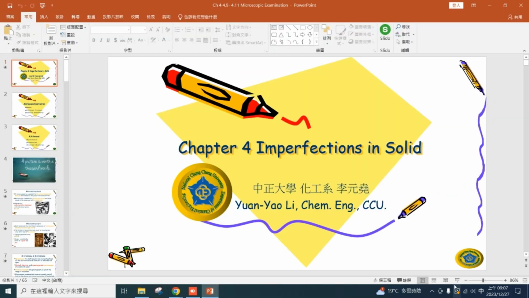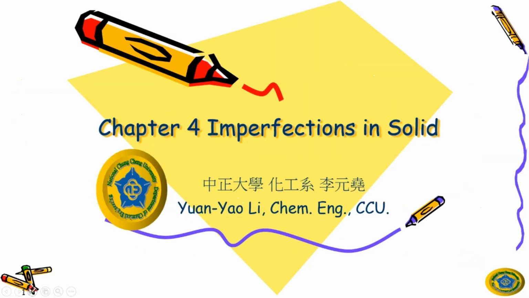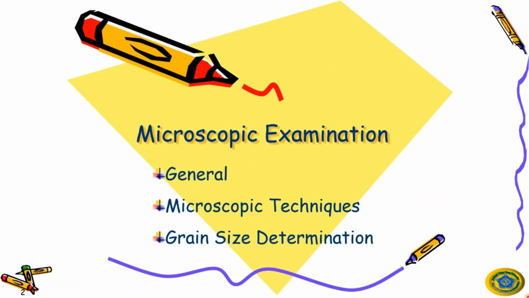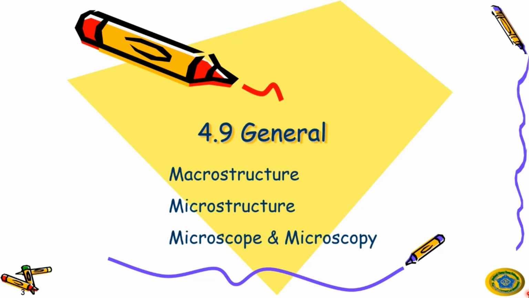So next part of the chapter is the microscopy examination to see the defects. In this section, we want to tell you what the tool to see the defects is, which is a microscope. So section 4.9 is general.